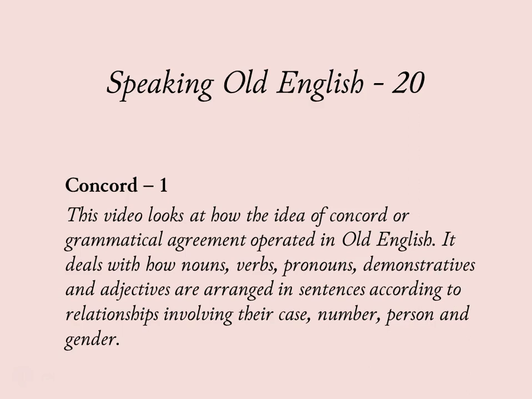This video looks at how the idea of concord or grammatical agreement operated in Old English. It deals with how nouns, verbs, pronouns, demonstratives and adjectives are arranged in sentences according to relationships involving their case, number, person and gender.